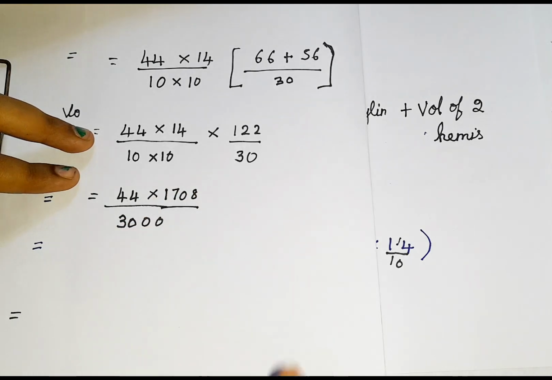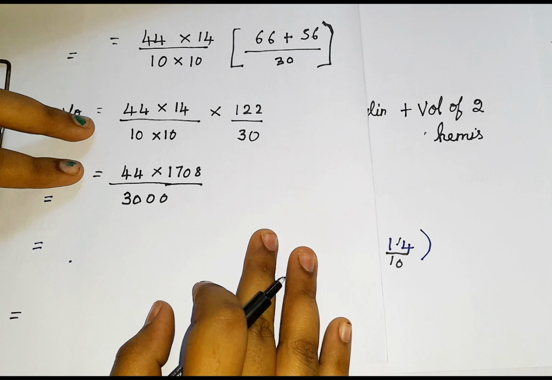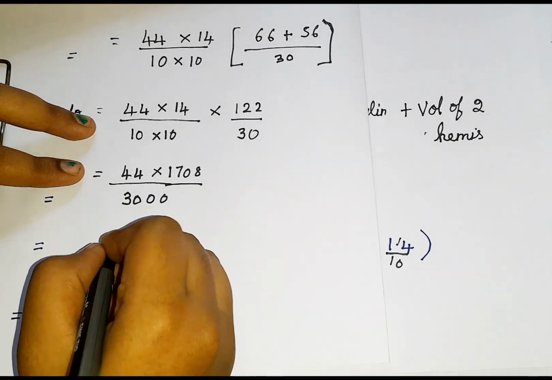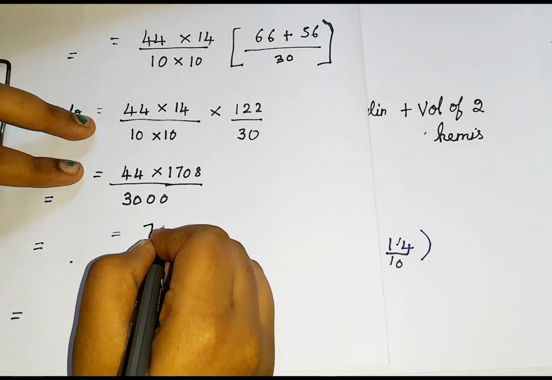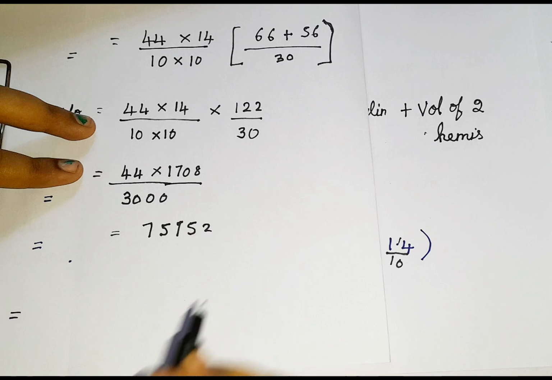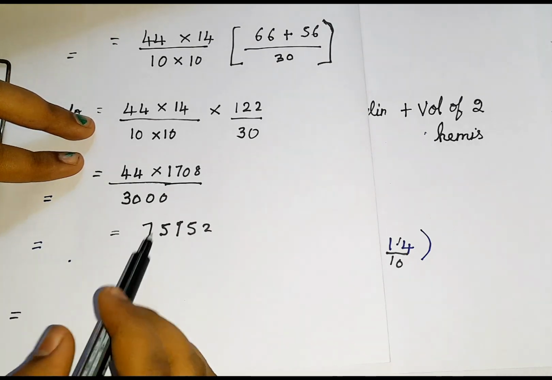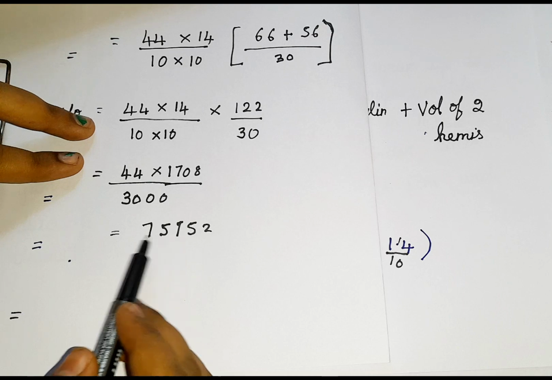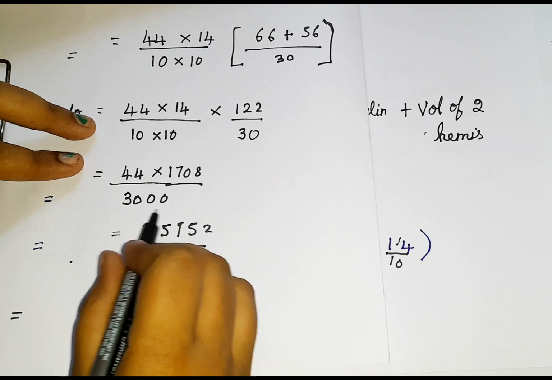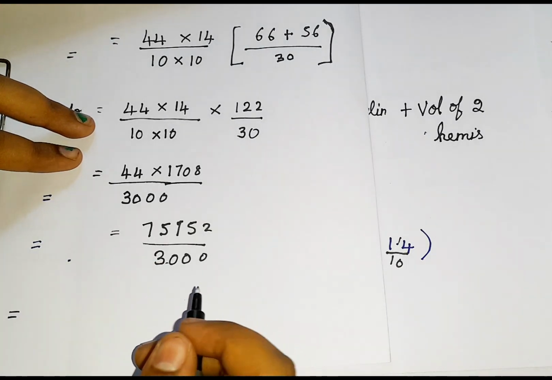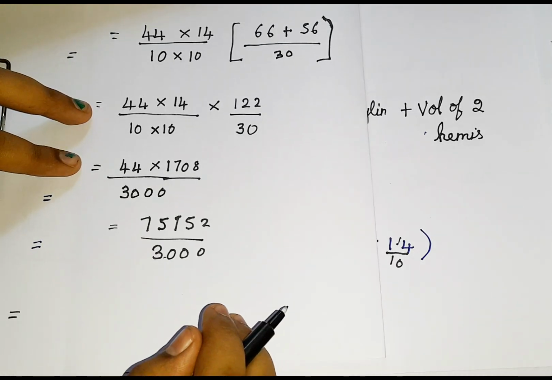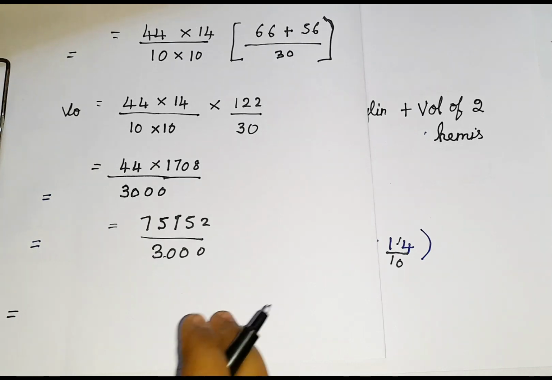I get 1708. Now we can multiply 44 into 1708, and when we multiply them, finally we got 75,152. So 75,152 divided by 3000. This 3000 I just wrote as it is. We can stop right over here. If you want to solve it further, it is going to be hard and you will just waste your time. So we can stop the answer right here.